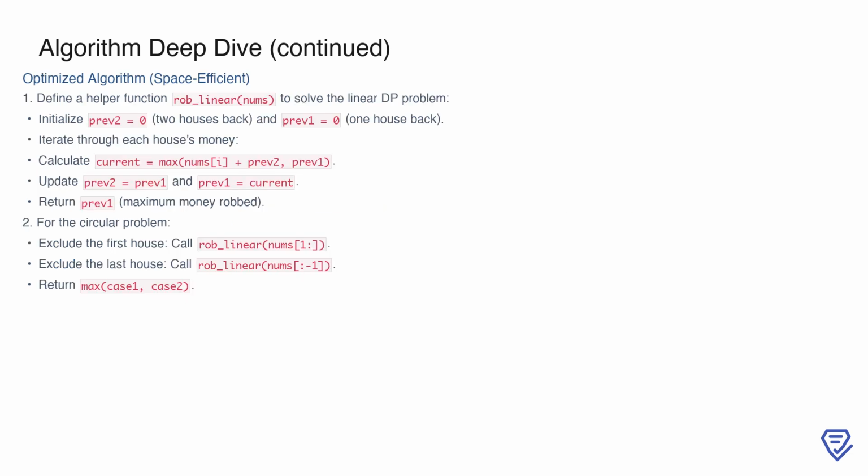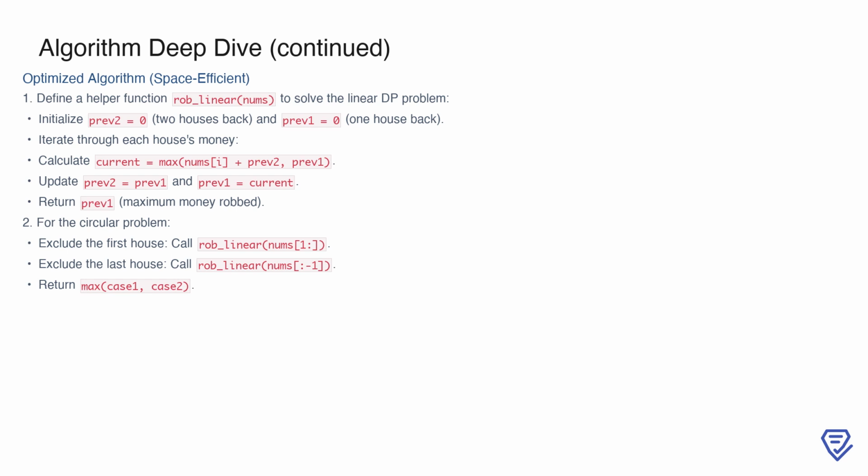To optimize our algorithm further, we use a space-efficient dynamic programming approach. We define a helper function rob_linear(nums) to handle the linear version of the problem. In this function, we initialize two variables, previous 2 for the result 2 houses back, and previous 1 for the result 1 house back.